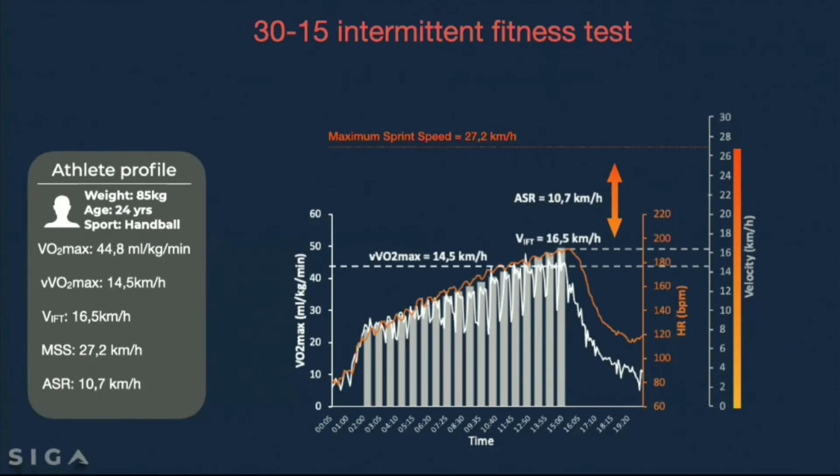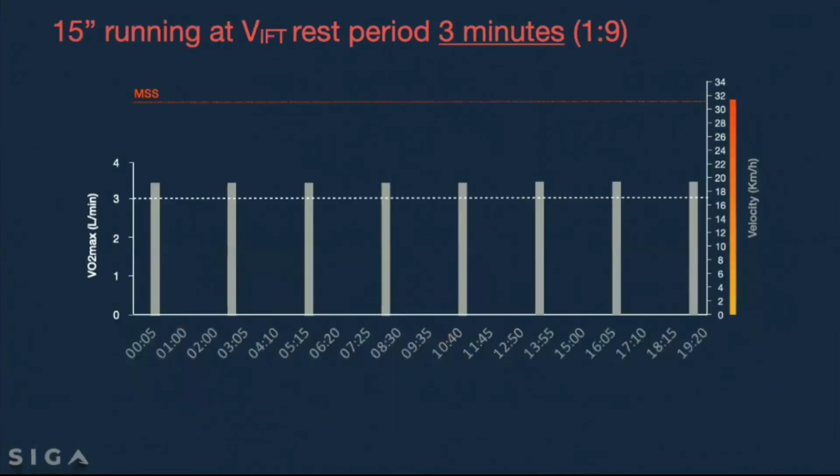Let's write down this data and pick the most important data that I told you, which is the final velocity of the test. And now we can play a bit with prescription. Remember also that I said that very short interval training, like playing with 10 seconds work, 10 seconds rest, is very interesting for intermittent sports.